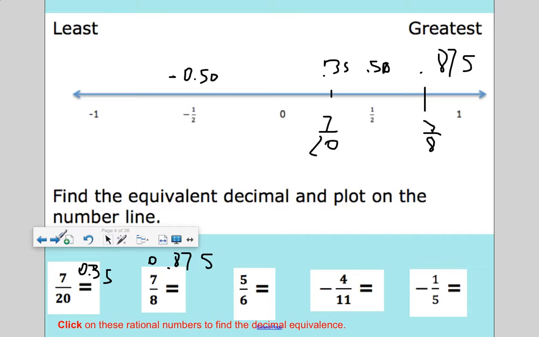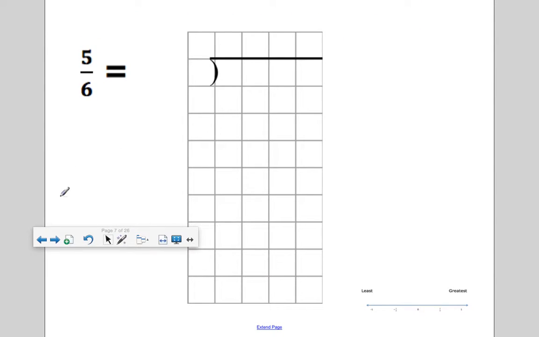Next one, we have the fraction 5/6. Can this 6 go into the hundredths place? I don't think so, so we're going to have to divide 5 into 6 groups. Can 6 even go into 5? 0 times, it cannot. So we have 5 left over. How can I change 5 without changing its value? Add a 0.0. Always forget a decimal point.